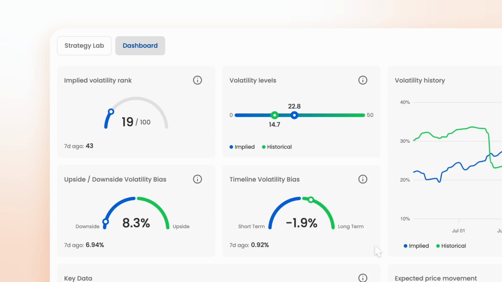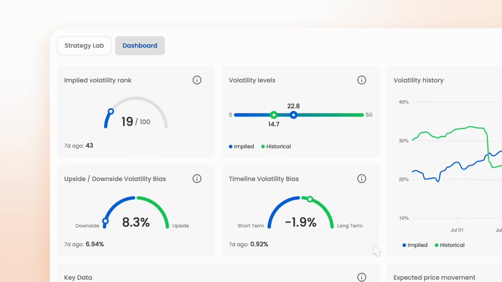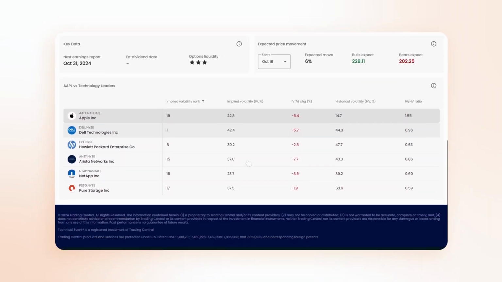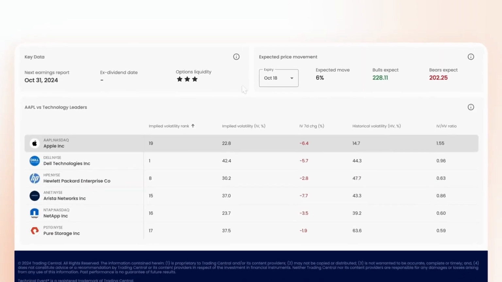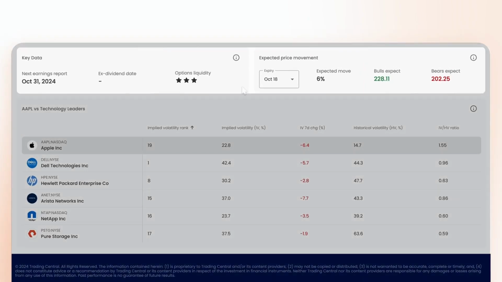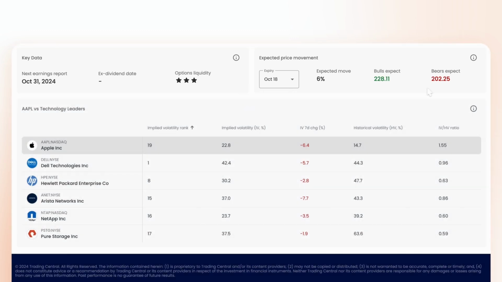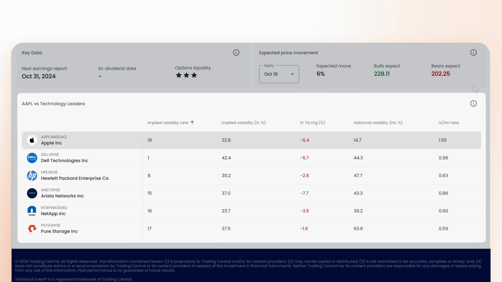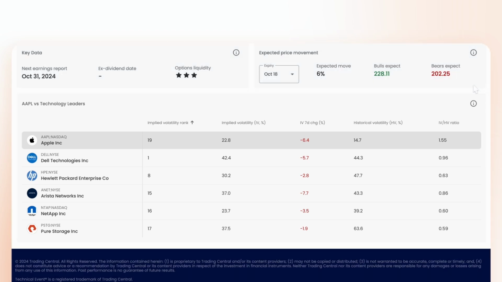Key data that impacts option premiums and volatility, such as upcoming earnings reports and dividends, is listed below alongside the expected price movement widget. This widget helps traders assess anticipated price movement over the next few monthly expirations based on options premiums. Finally, our peer comparison table lets you see how the volatility data we've just explored for Apple measures up against other leading stocks in the same sector.